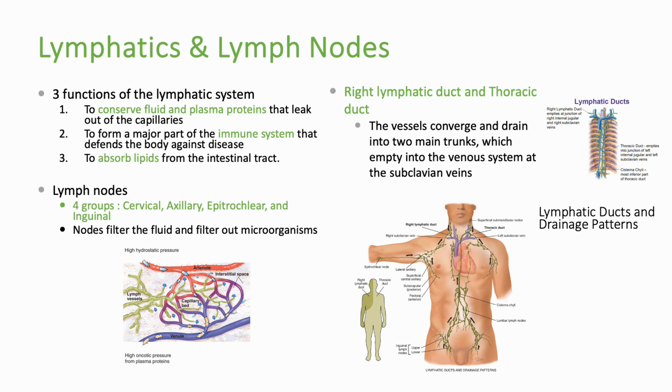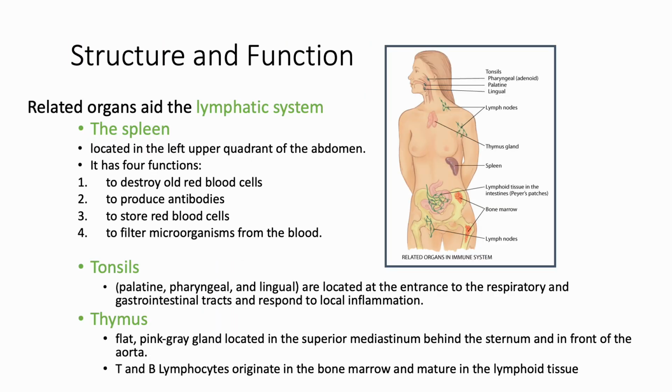Okay, this is important, and I will test you on this. You need to know that you can find lymph nodes in the cervical area, cervical meaning the neck area, axillary, epitrochlear area, and the inguinal areas. Oftentimes we forget about the spleen and the thymus, right? But these are also lymphatic organs. And the tonsils can be considered a lymphatic organ as well.